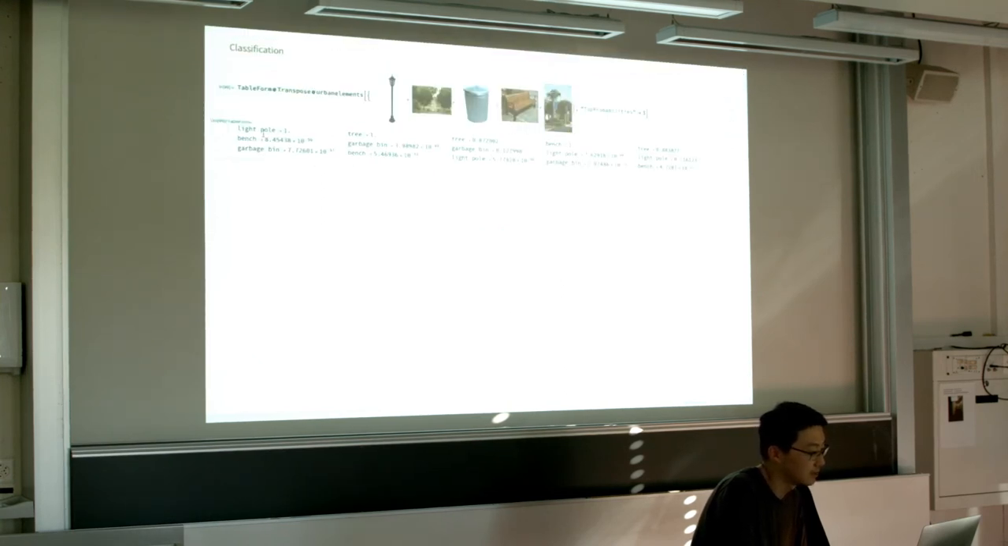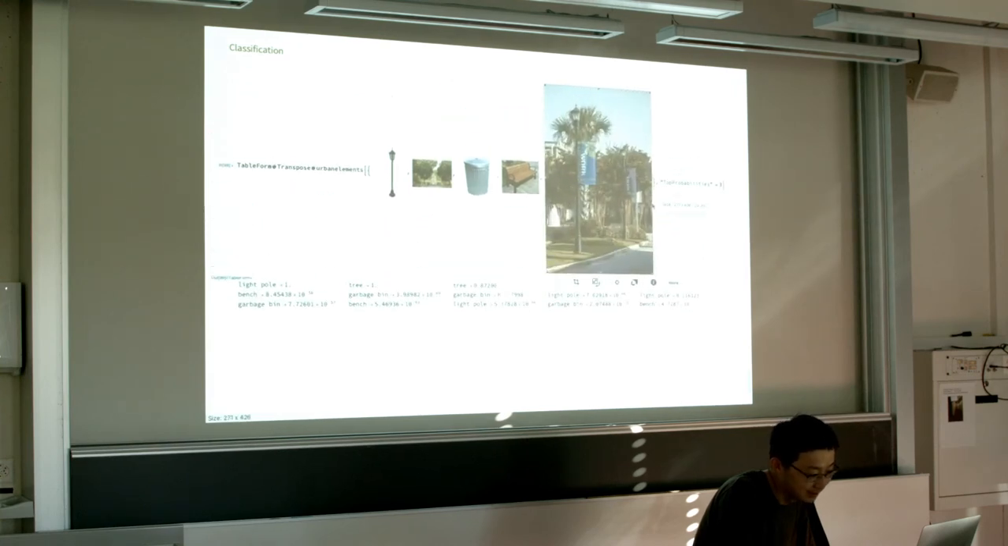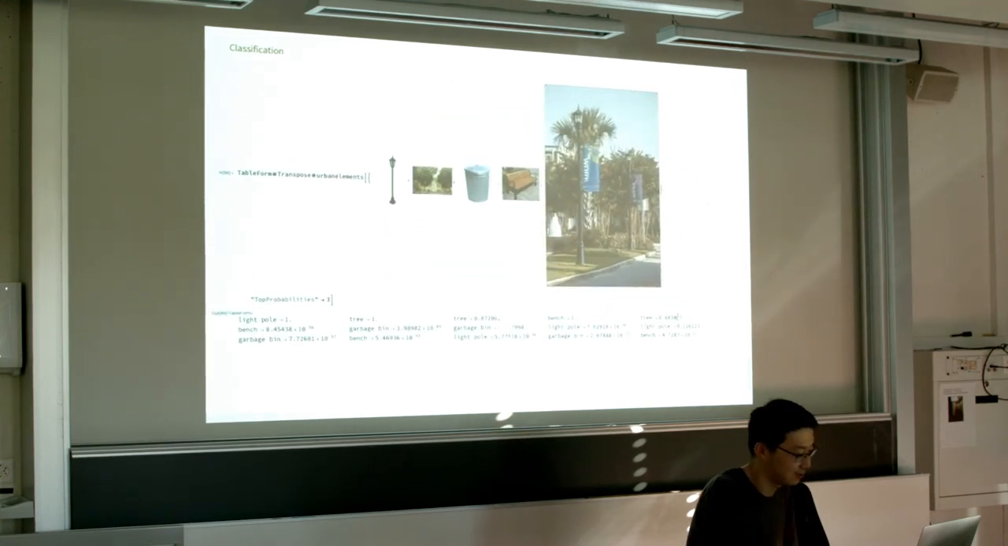For the first image, the machine tells me that it should be a light pole with a probability of 1. The second will be perfect as well. The third says it's 87% a tree rather than a garbage bin, which is wrong. The fourth is a bench, it's okay. And the fifth is okay. It is struggling between the light pole and the tree, which somehow is true.